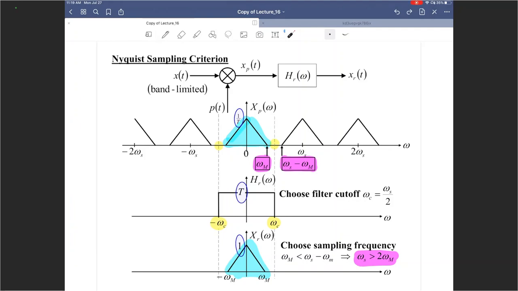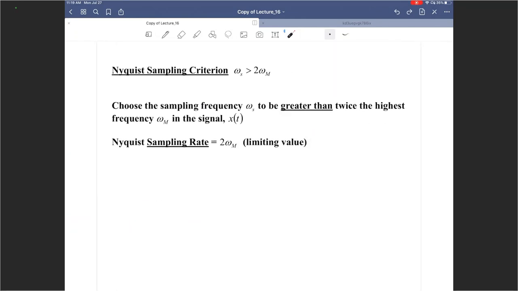Okay, let's move on. So the Nyquist sampling criteria is omega sub s. Sample the signal such that omega s is greater than 2 omega m. You can also write this as fs is greater than 2 fm, right? Because if you divide both sides by 2 pi, you get this. Sampling rate in hertz should be greater than twice the maximum frequency in hertz of the signal.